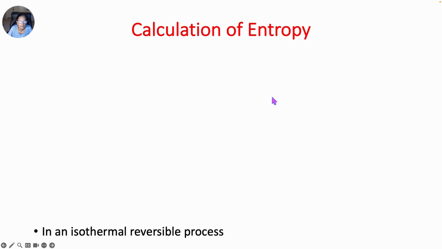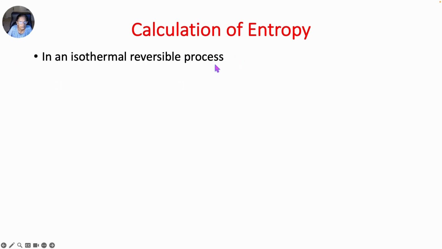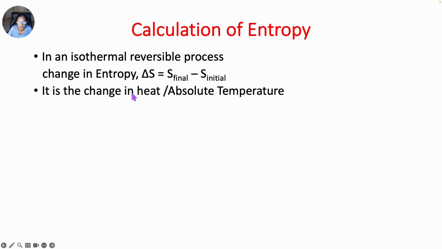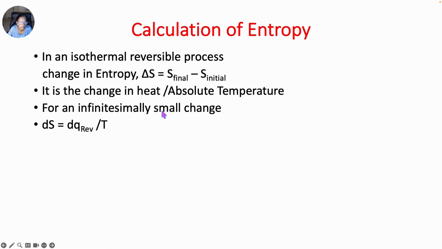Let's see how to calculate entropy. In an isothermal reversible process, change in entropy, delta S, is equal to entropy in the final state minus entropy in the initial state. It is the change in amount of heat divided by absolute temperature. For an infinitesimally small change, represented in calculus by a differential, the differential of entropy, dS, is equal to dQ reversible, that is the small amount of heat absorbed, divided by absolute temperature.